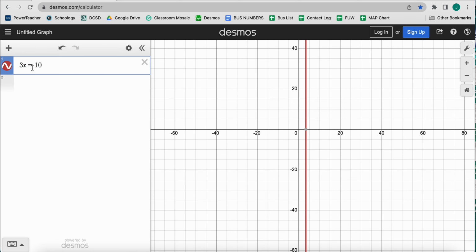And look, you didn't do anything. I didn't divide both sides of the equation by 3. I didn't do any simplification whatsoever. I literally just typed it into Desmos, and boom, there's my answer. Write it down, move on.